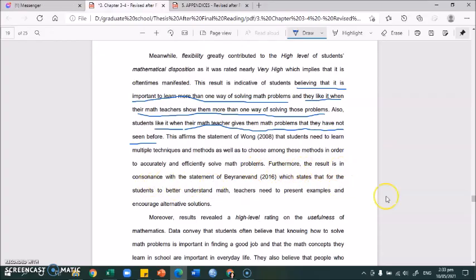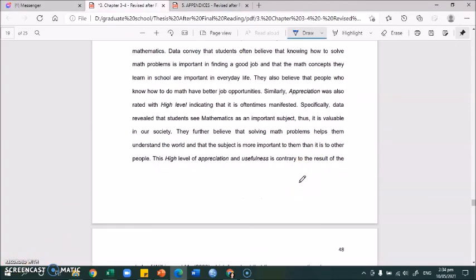Furthermore, the result is in consonance. In consonance, ibig sabihin, pareho lang din. With the statement of Beiranivan, 2016, which states that for the students to better understand math, teachers need to present examples and encourage alternative solutions. Ayan. So again, you can have at least merong isang literature na mag-support ng results niya. Pero mas mabuti if you have 2 to 3 literature that could support your result. Okay? And mga kasunod niyan per indicator, pare-pareho lang naman ng format. That's it.